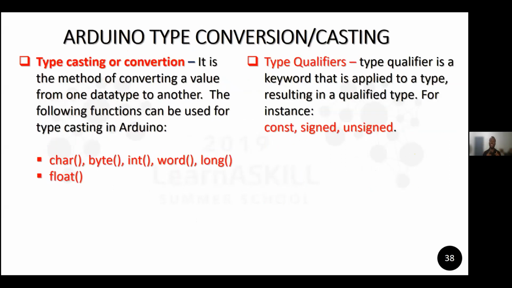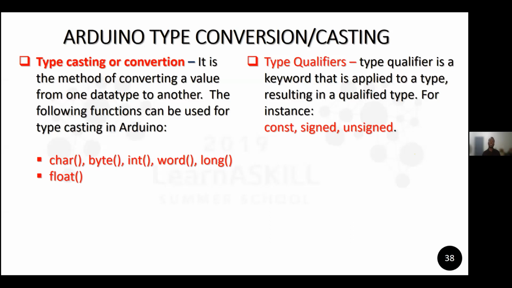Now, characters are single letters or numbers or punctuations or signs or whatever that could be. Characters are always delimited by single quotes. So on the Arduino platform, when you see something in a single quote, it's a character, or a char. If you see something in a double quote, it is a string. So take note of that.